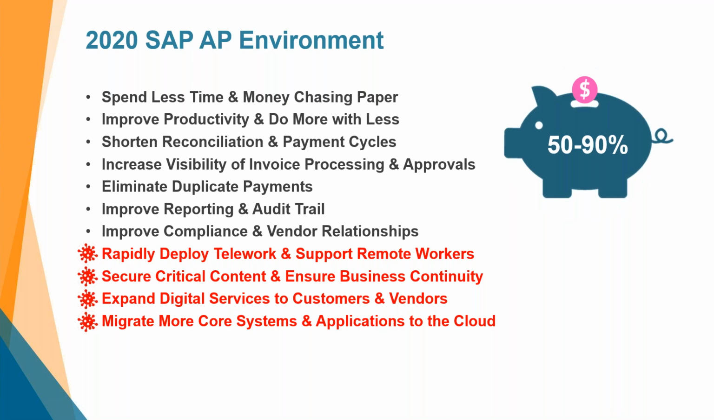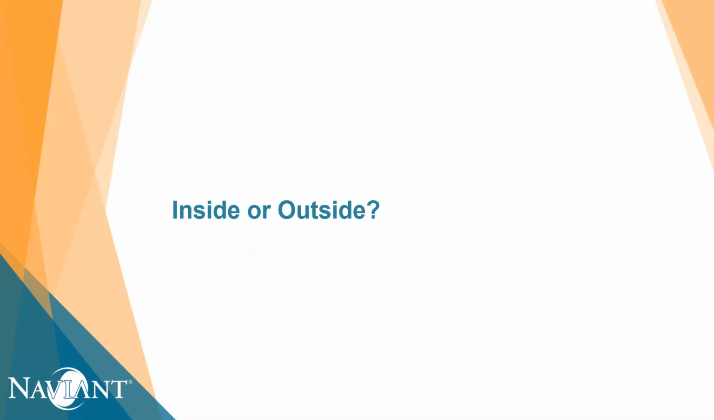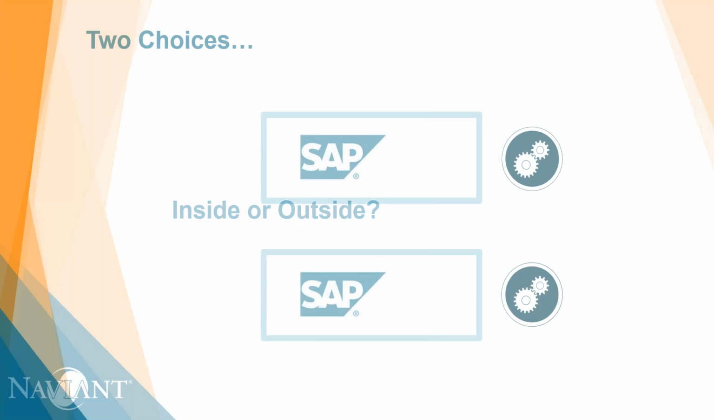Naviant research and industry statistics find that automating AP typically saves 40 to 60% on operational and administrative costs through process automation, and even up to 80 to 90% with intelligent optical character recognition. So with the value of operational excellence and business continuity at an all-time high, the need for AP automation is clear. But the next big question is how best to do it.